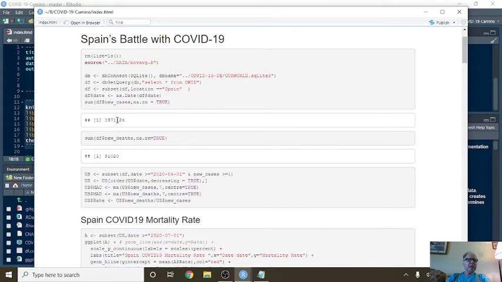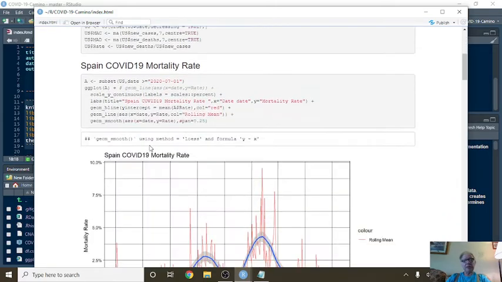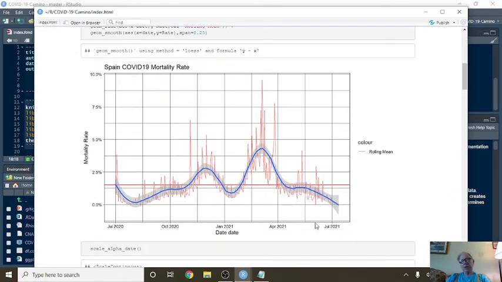So you can see here that Spain has 3.9 million cases, is that right? 81,020 deaths. A decline in mortality rate isn't that important. It simply means that the ratio of cases to deaths is increasing.